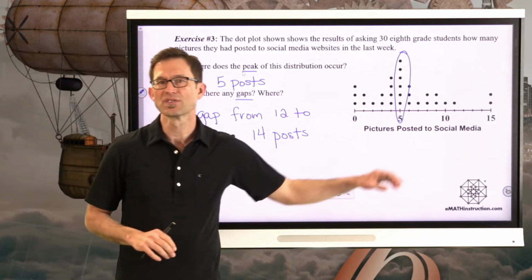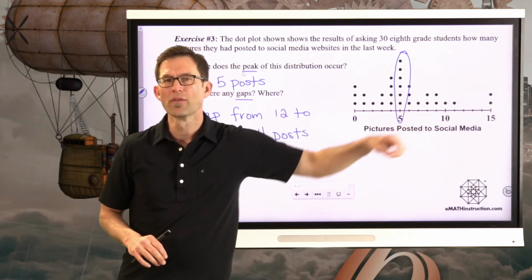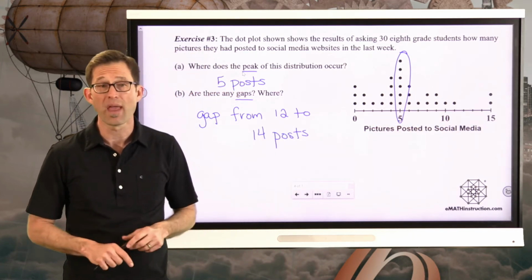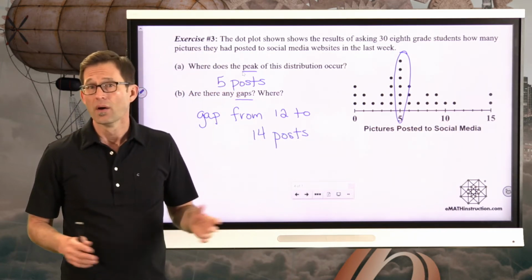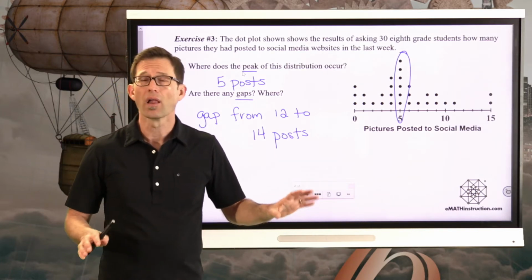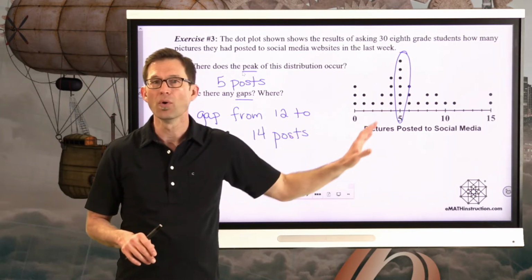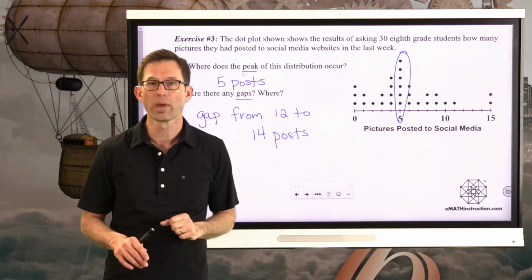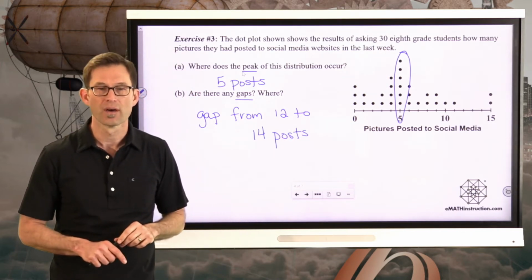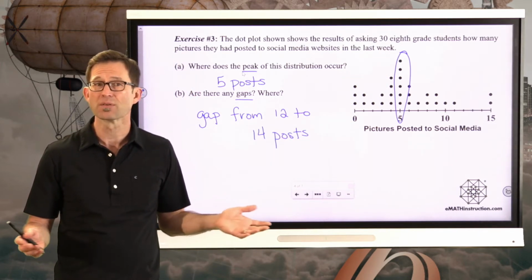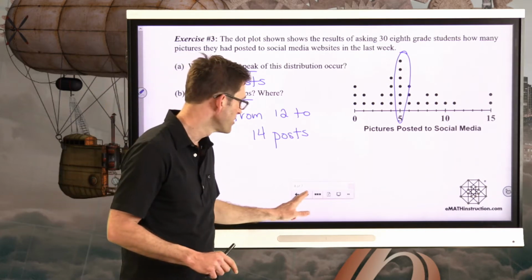It might tell us that there's some kind of certain number of posts that people just don't make, you know? It also tells us that, yeah, a lot of people, right, maybe post 5 pictures per week to social media. All right. Peaks and gaps. Pretty easy idea, I think.